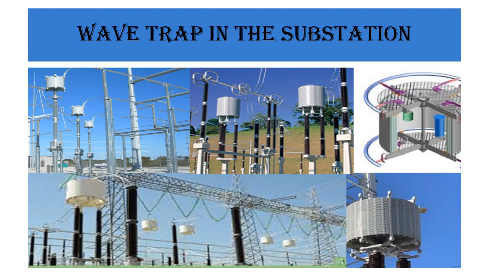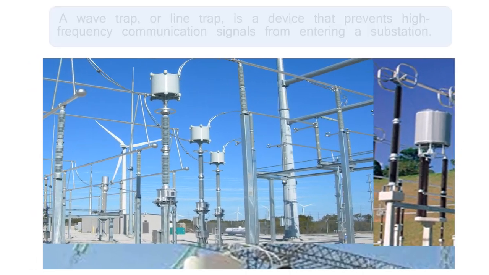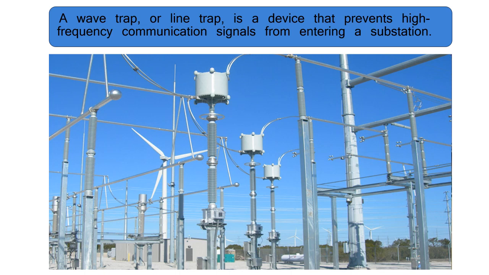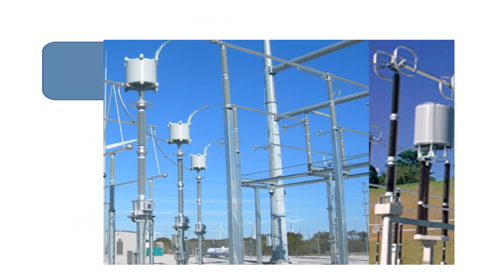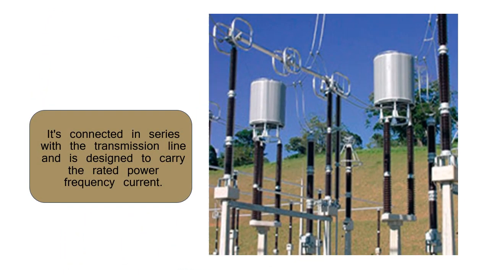Wave trap in the substation. A wave trap, or line trap, is a device that prevents high-frequency communication signals from entering a substation. It's connected in series with the transmission line and is designed to carry the rated power frequency current.